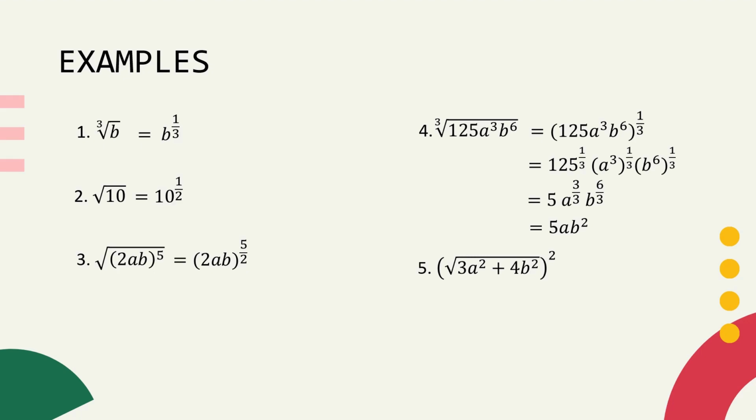If we convert this, this becomes quantity 3a squared plus 4b squared raised to 1/2 raised to 2. We apply power of a power rule. This becomes quantity 3a squared plus 4b squared raised to 2 over 2, or if we further simplify, this becomes 3a squared plus 4b squared.